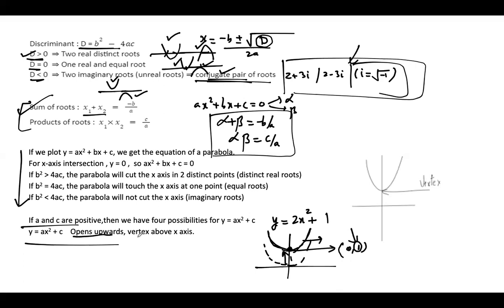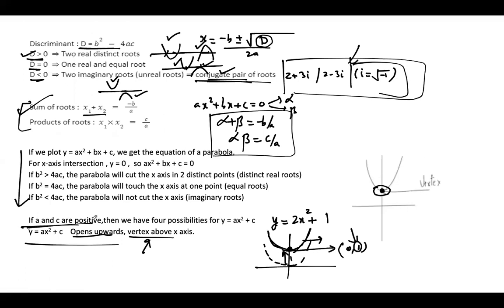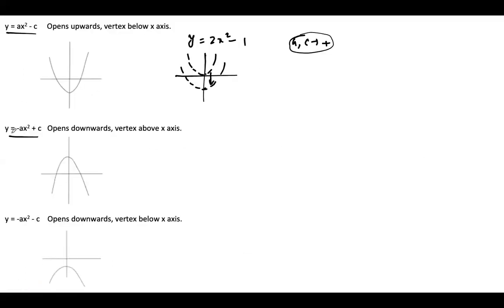So the graph is opening upwards and has its vertex above the x-axis. Okay. Similarly, if I'm saying y is equal to ax square minus c, let's say 2x square minus 1, you know the graph of y is equal to 2x square minus 1 would mean shifting the graph by 1 unit. Similarly, I have said earlier that a and c are positive. So if the graph is of this nature, I'm saying y is equal to minus of 2x square plus c.